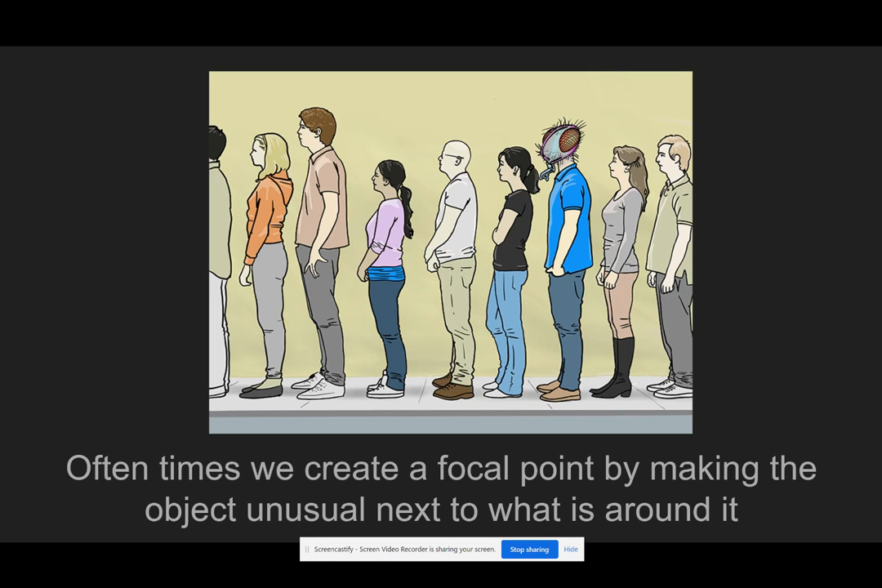An example of this in a still life arrangement may be boxes, and then you've got a really organic fluid glass bottle in the middle of those boxes. Boxes being geometric shapes make your organic shaped glass bottle stand out. So that glass bottle then becomes your focal point. It is the unusual item next to what is around it.